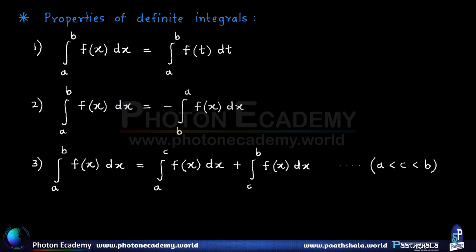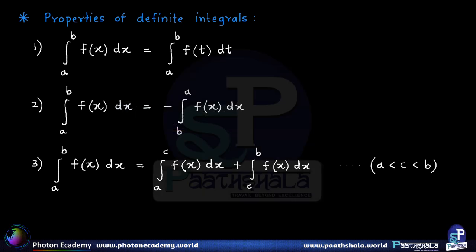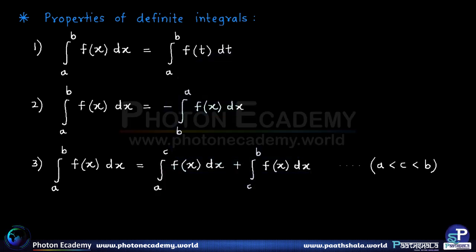First property is integral of f of x from a to b is the same as integral of f of t from a to b, that is change of variable does not change the value of the integral provided the limits are the same. Second says that if we interchange the limits, then the value of the integral becomes negative of the original value. In the third property we have seen that a definite integral can be broken into sum of two definite integrals considering a value that lies between the two limits.